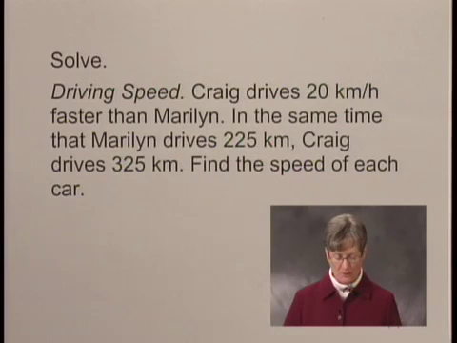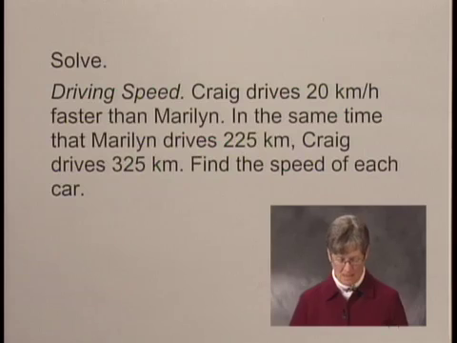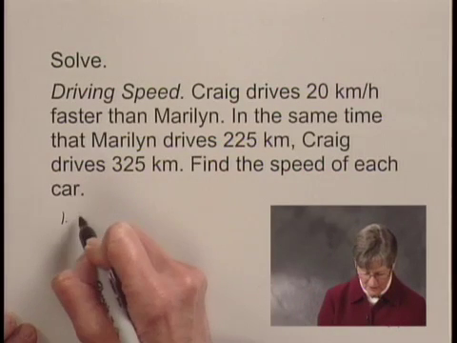This is a motion problem. It's about driving speed. Craig drives 20 kilometers per hour faster than Marilyn. In the same time that Marilyn drives 225 kilometers, Craig drives 325 kilometers. Find the speed of each car. Well, let's begin by familiarizing ourselves with the problem.